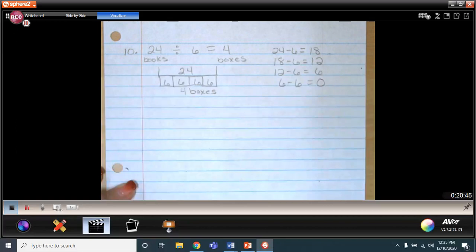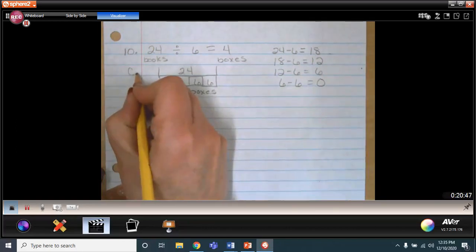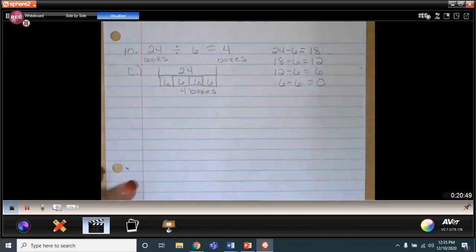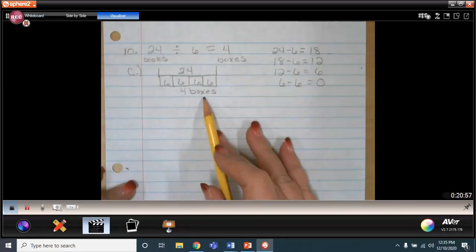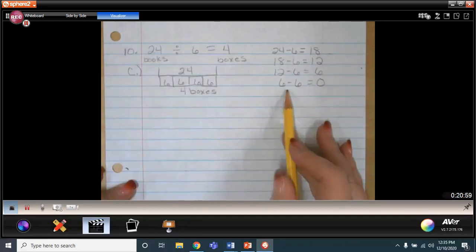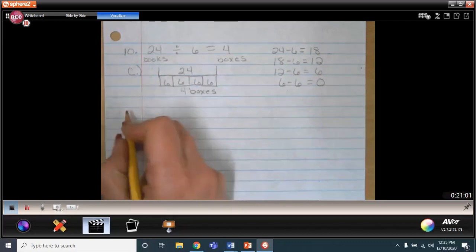Okay, so that answer is going to be C. Please do not just put C as your answer. I want you to show your work. You need to model it and use repeated subtraction. Okay, I'm going to skip a line.